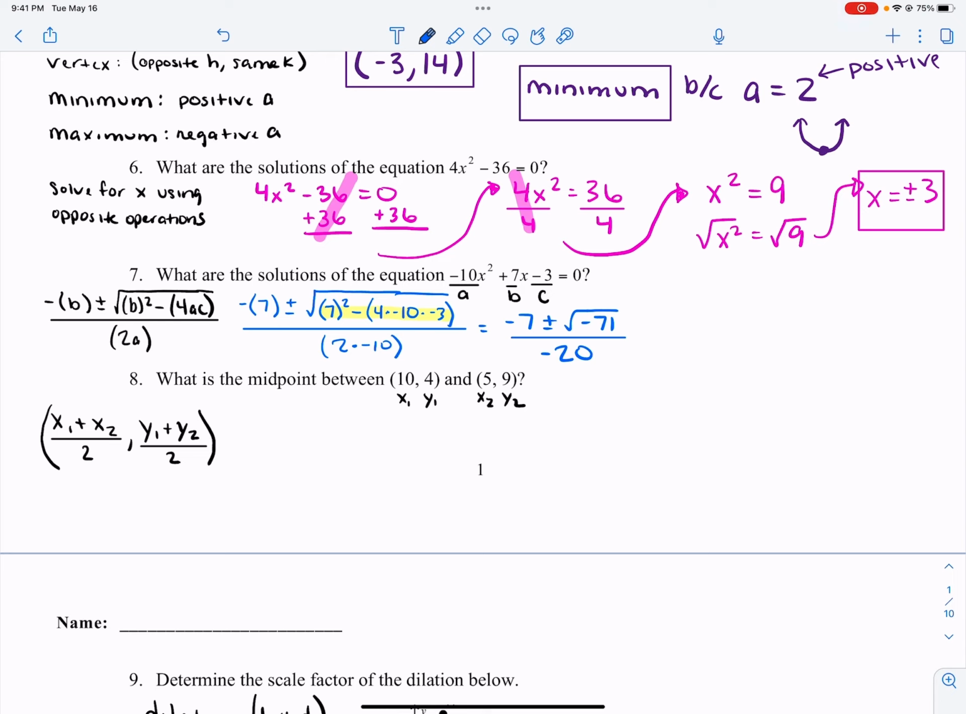So these were the problems that we did, that whenever you get a negative on the inside, that means I've got to put an i on the outside, and then I remove that negative sign. And then divided by negative 20. Okay. These negative signs cancel out if I've got one up here and one down here. So then my final answer is just going to be 7 plus or minus i square root of 71 over 20.